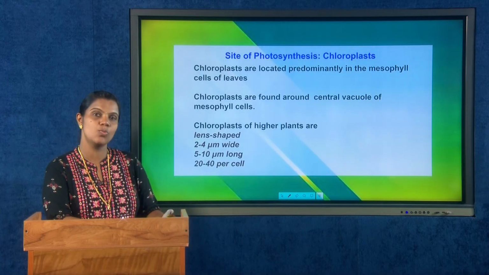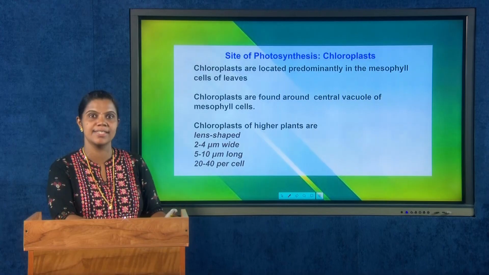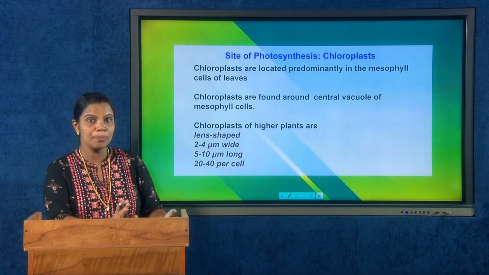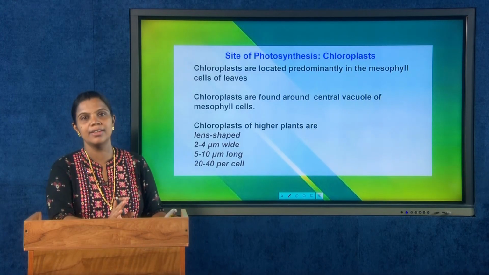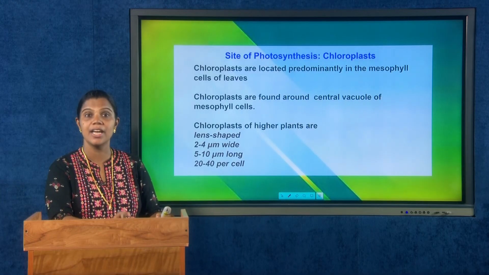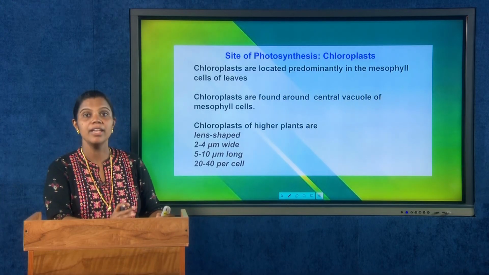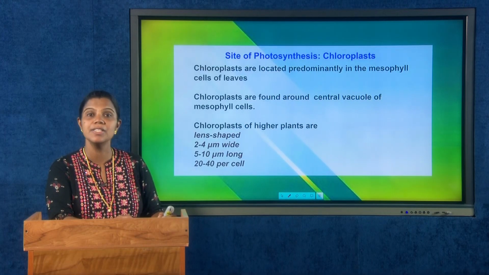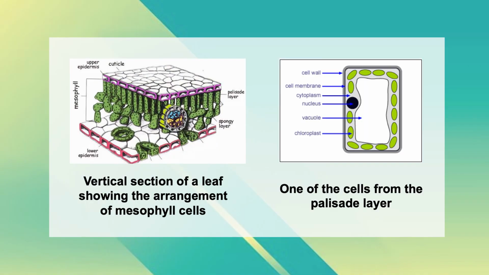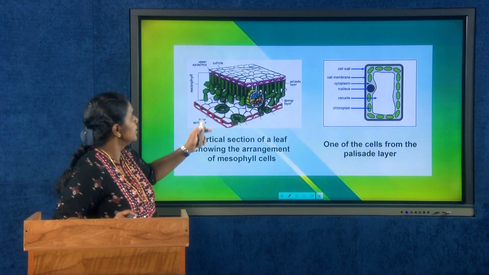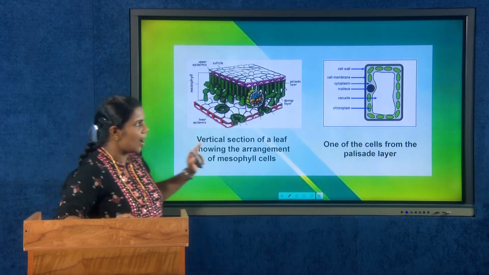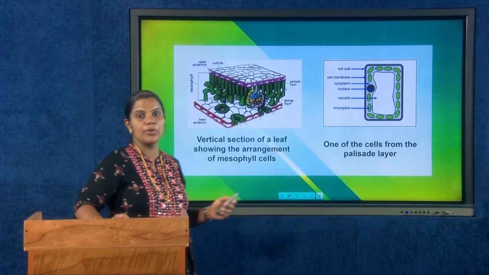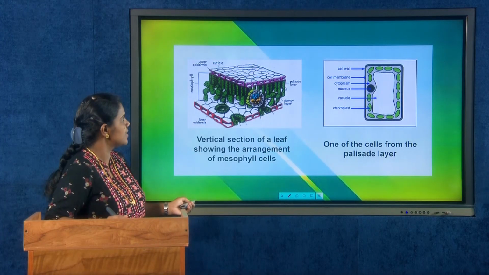Now, let us see what is the site of photosynthesis. Chloroplast, which is present in the leaves, is the main location where the photosynthesis is being carried out. It is present in the mesophyll cells of the leaves. It is found around the central vacuole of the mesophyll cells. Here you can see the mesophyll cells.